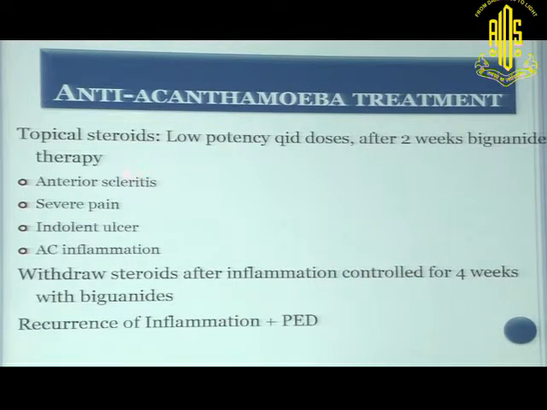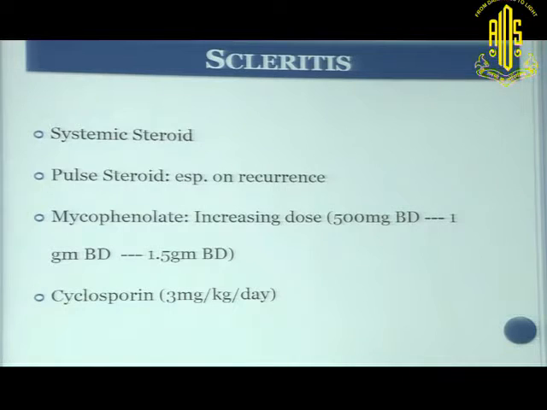Topical steroids are given if there is mild scleritis or even in severe scleritis. Patient is in severe pain, and it is given under the cover of biguanides. And once the inflammation, anterior chamber inflammation or scleritis subsides, you can reduce it, you can stop it, and continue with your biguanide therapy, which is required on a very long-term basis, that is 6 months to even 1 year sometimes.